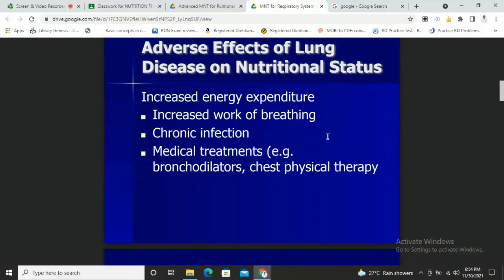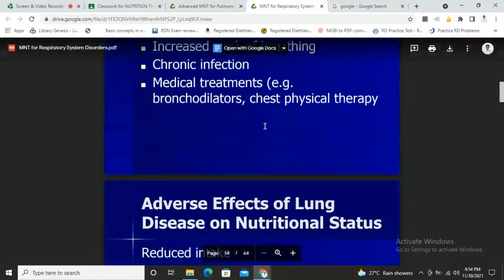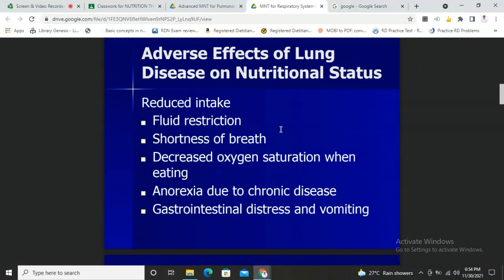Chronic infection, okay, yes, especially if infectious ang disease, no? That would also increase, as you know, the TR. And medical treatments that affect, no, the protein status, okay, like bronchodilators, chest physical therapy. Okay. And reduced intake due to inflammation, okay, due to anorexia, no?